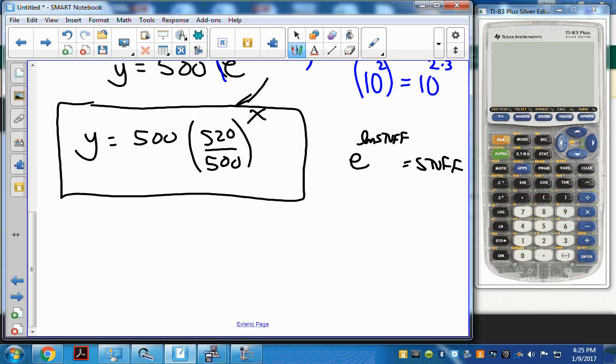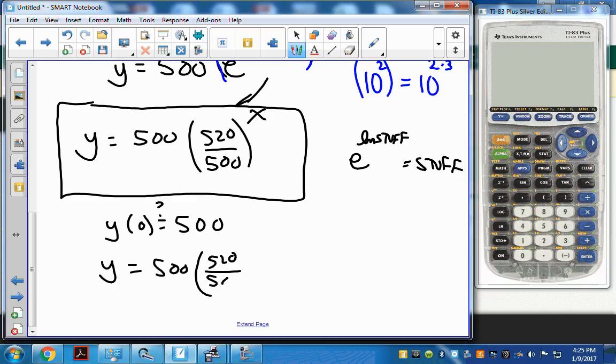Now let's just double check. Does y of 0 equal 500? Well, if we put 0 in for x, we get y is equal to 500 times 520 over 500 to the 0 power. Anything to the 0 power is 1, so this is 500 times 1, which is 500. Okay, so that does check, right?